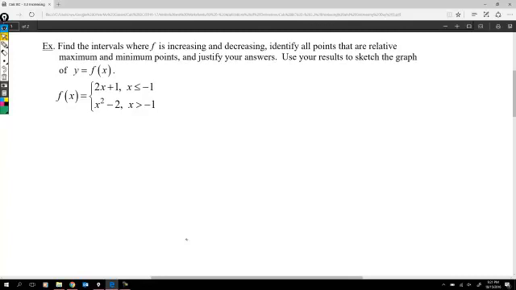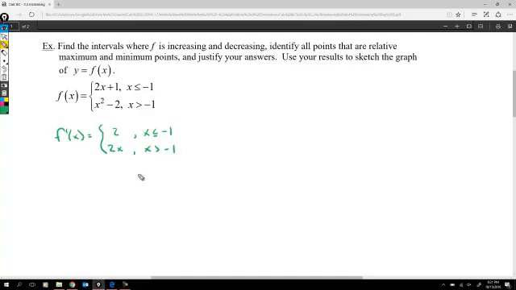Now in our first example, they're asking us to find the interval where we're increasing and decreasing, and then find our maximum and minimum points. And we're given a piecewise function. We haven't done a piecewise function yet. All right, so let's take the derivative. And taking a derivative of a piecewise function, you just take the derivative one part at a time. So the derivative of 2x plus 1 is 2, where x is less than or equal to negative 1. And the derivative of x squared minus 2 is 2x, where x is greater than negative 1.